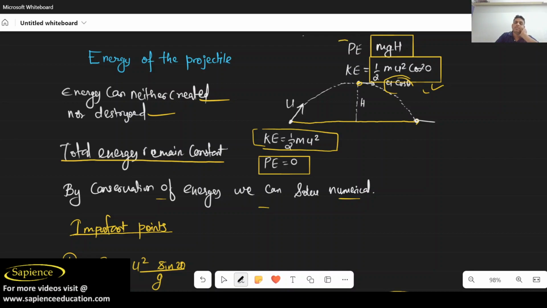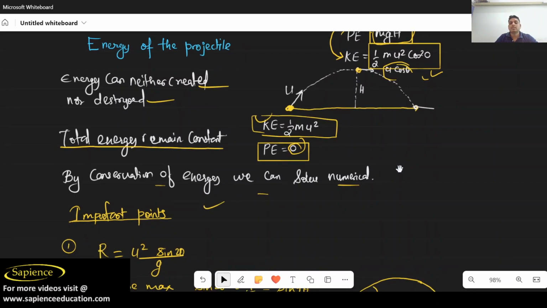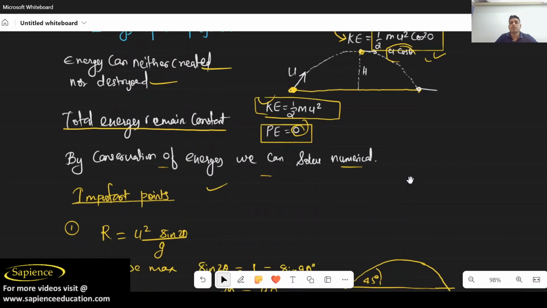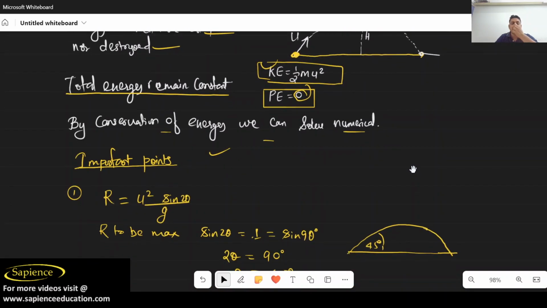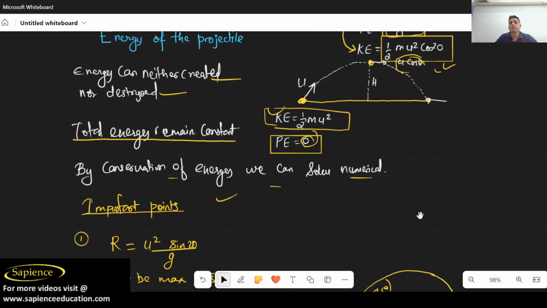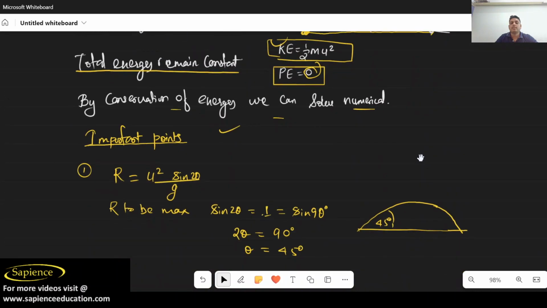So total energy will be kinetic energy plus potential energy. At this point kinetic energy is half m u square, but potential energy is 0. At this point potential energy is mgh, and kinetic energy is half m u square cos square theta. So everywhere total energy will remain constant. I hope you have all understood now. These things will be used for solving numericals.